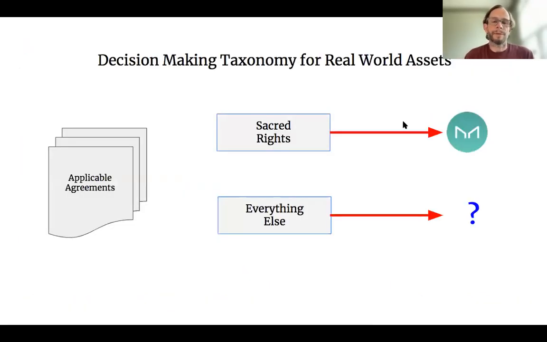So how do we look at it? You've got the agreements. The agreements provide for a whole bunch of decisions and events that happen in the life cycle of a loan. How do we allocate who makes those decisions? What we've said is there are those decisions that are really sacred. We've called them sacred rights, and we'll get to what those are. Those are things that really should go to the Maker community. And then there's everything else, and the question is, who does everything else? Next slide.